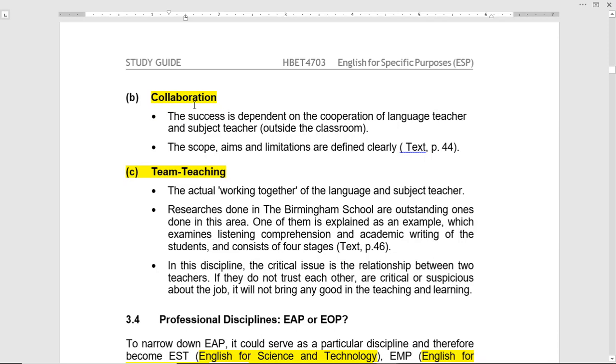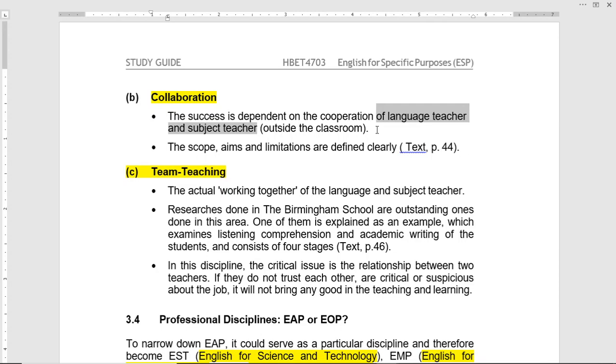In collaboration, the success is dependent on the cooperation of the language teacher and the subject teacher. That's very essential. In the US, even in K-12 education, if students are immigrants to the country, for example, there can be programs where the English language teacher and the subject specialist teacher work together. It's called English across the curriculum.